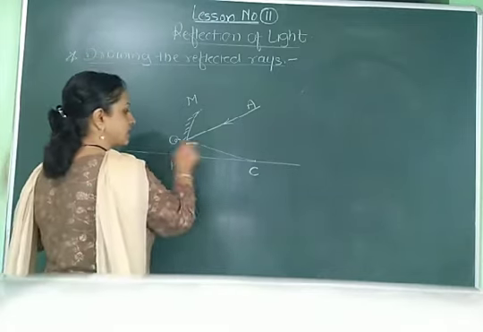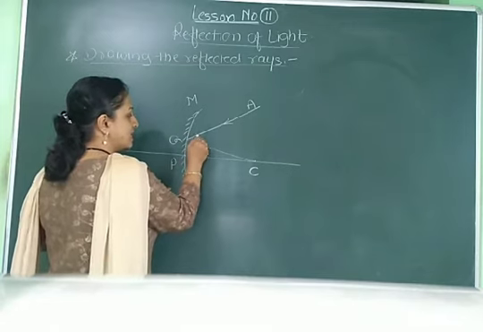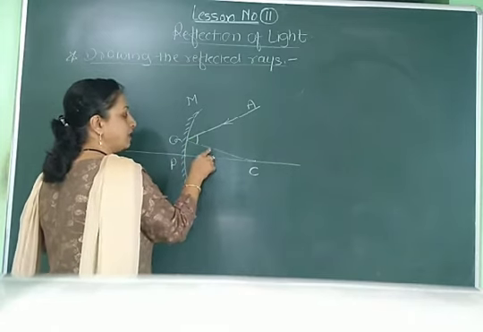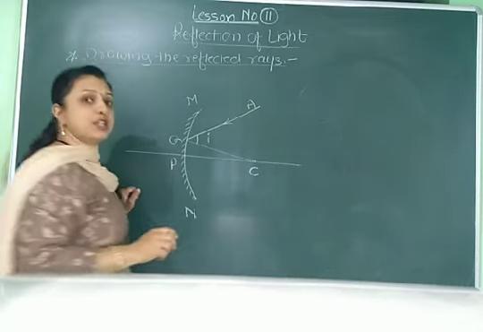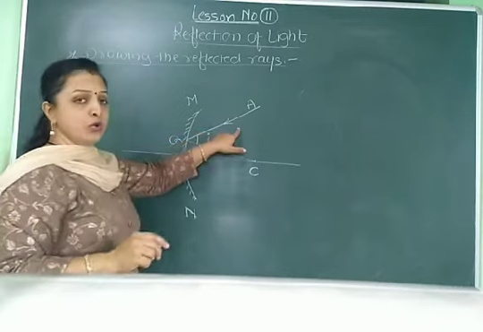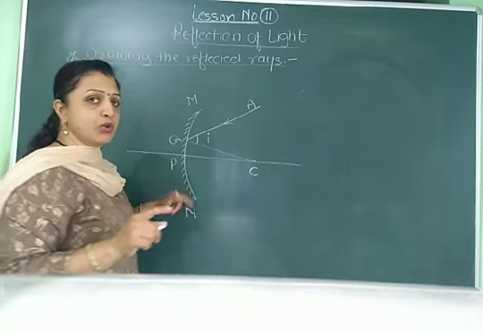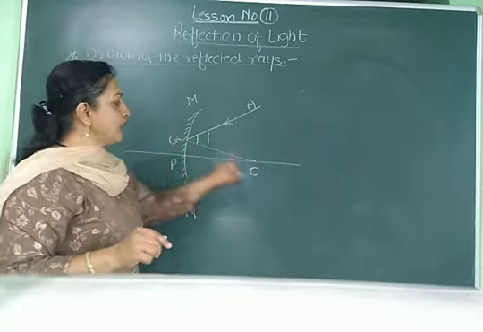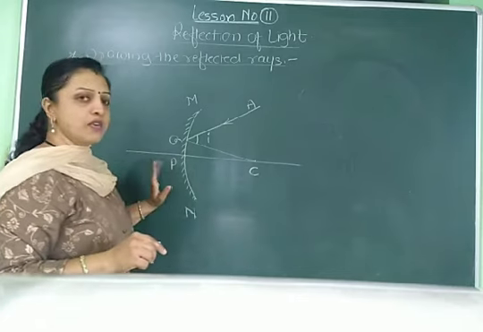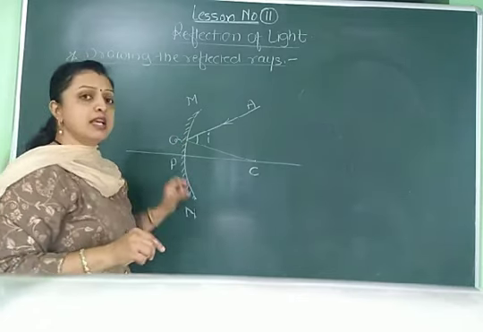So this radius CQ is always perpendicular to this mirror surface. Therefore, this angle, the angle between the normal and the incident ray, is called the angle of incidence, isn't it? We know what we mean by angle of incidence. In the first lecture of this lesson, I told you these basic concepts. The angle between the incident ray and the normal is called the angle of incidence. So this angle AQC is the angle of incidence in this case.